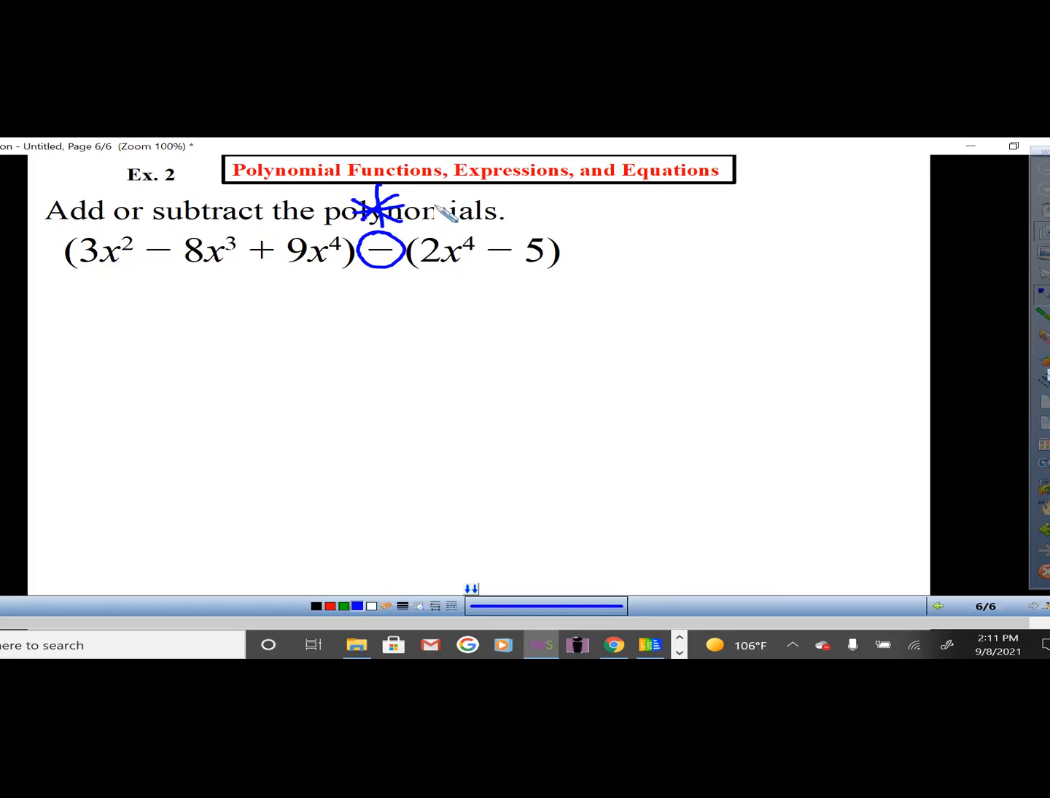Whenever you have a subtraction like so, and there's a parentheses right next to it, this negative has an invisible coefficient for the parentheses, so this becomes a negative 1. What does that mean? We need to distribute that into all terms inside the parentheses. So that becomes negative 2x to the fourth. Negative 1 times negative 5 is positive 5. Then all I do is bring the other ones down: 3x squared minus 8x cubed plus 9x to the fourth. Copy that, and we'll finish it together.